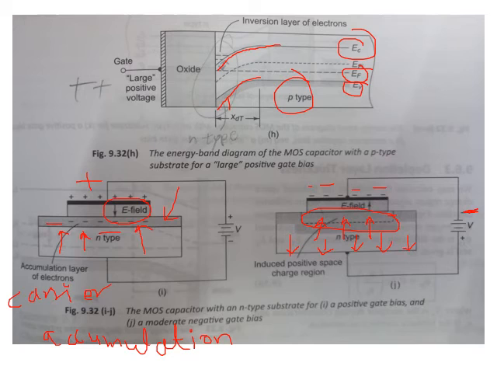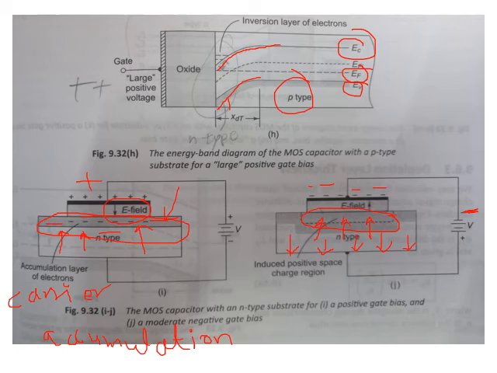What do you mean by invert? It is ulta, opposite, right? What opposite thing is happening here? Earlier, what was present here? All electrons were present here. Yes or no? Now, what is happening? Electrons are repelled and holes are coming. That means inversion is happening. Understood? So this is called inversion.